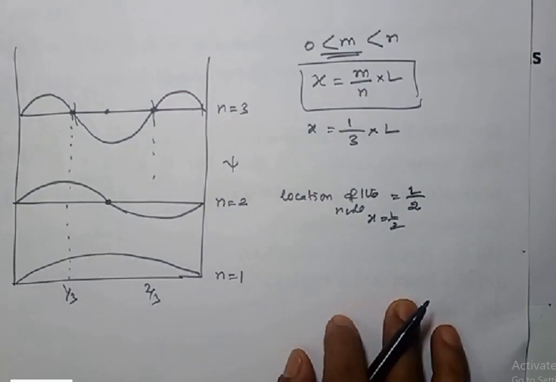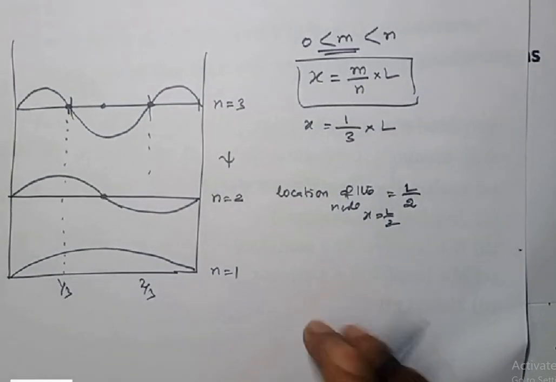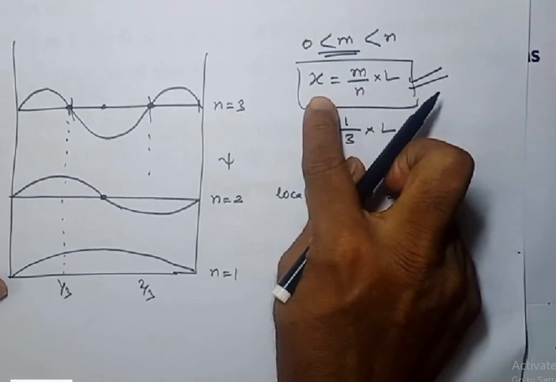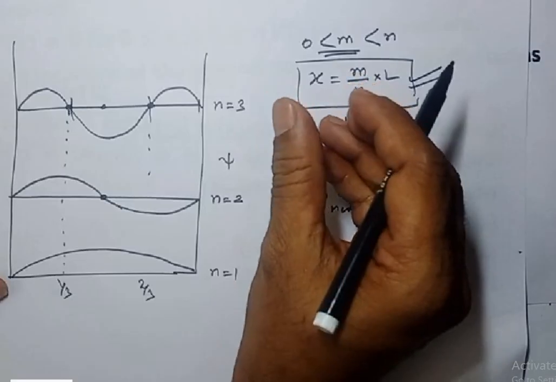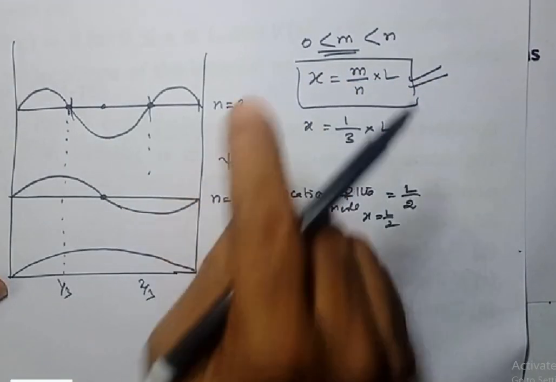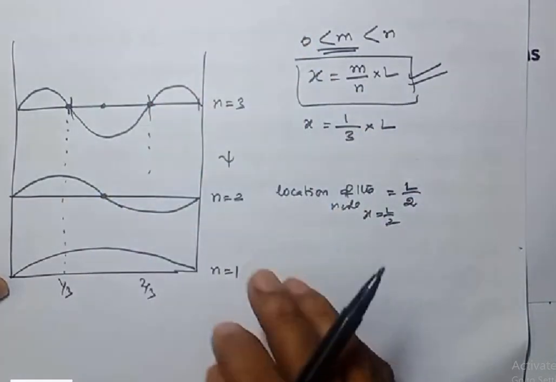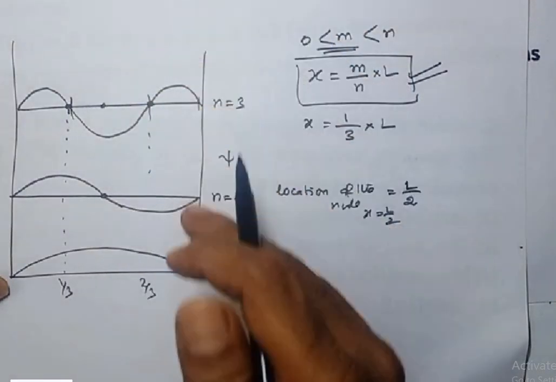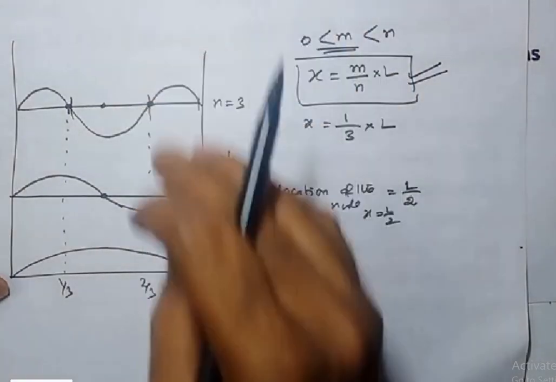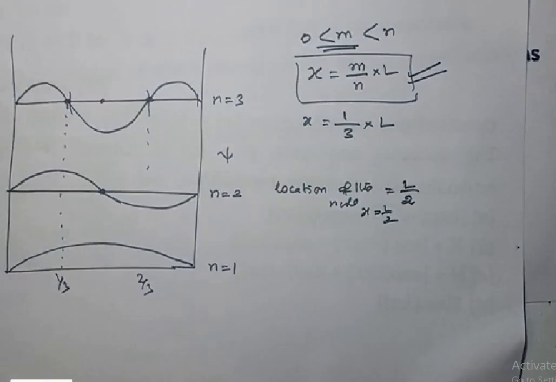Take it. So try to remember this formula. This formula will give you the position of the internal node for any level above n equal to 1. Any level above n equal to 1, you can use this formula. Okay, take it.